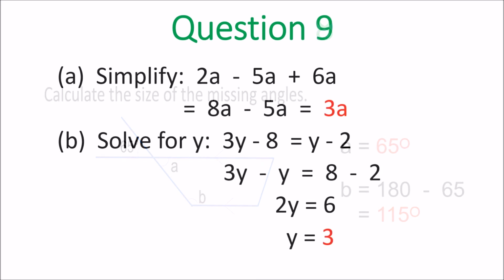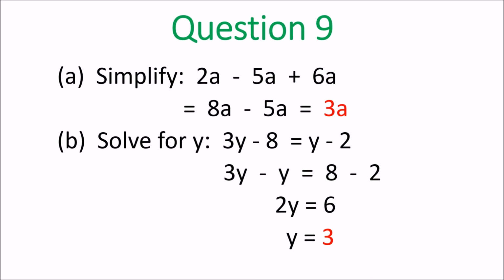Question 9. Simplify 2a minus 5a plus 6a. So first of all, 2a plus 6a is 8a minus 5a, 3a. So that's how I wrote it to make it easier for you, because the negative 5a may throw you off. So put your positives together. 2a plus 6a, 8a, and then minus 5a is 3a.